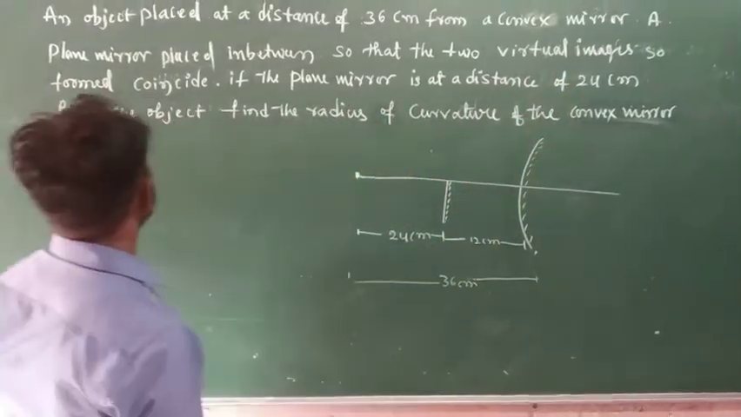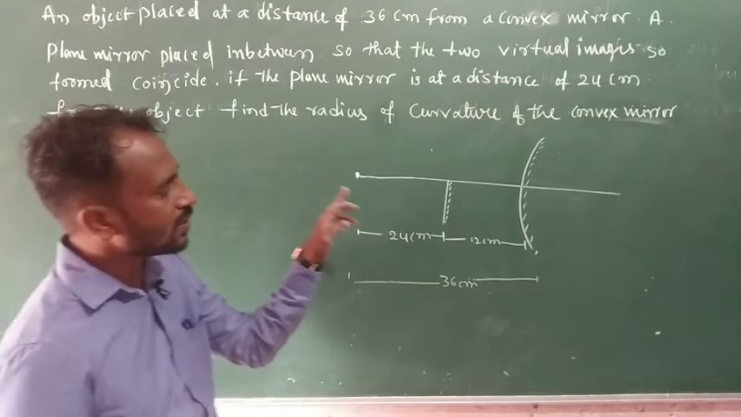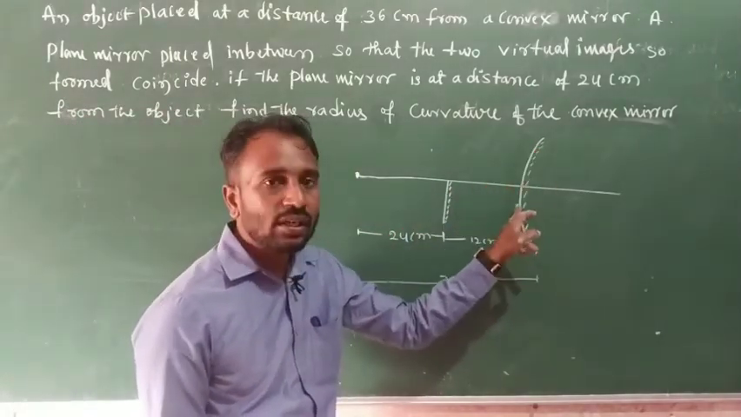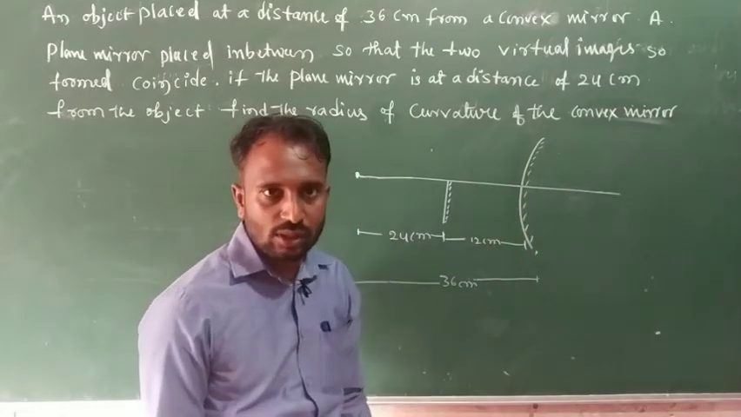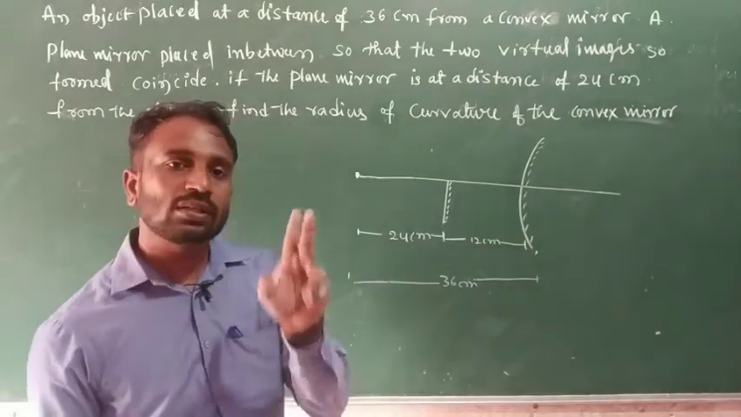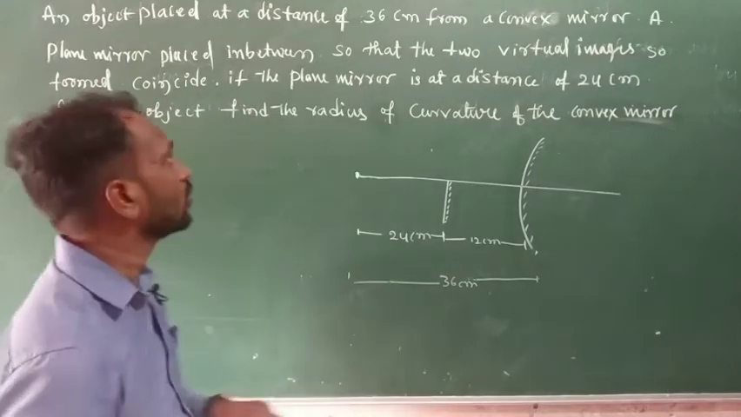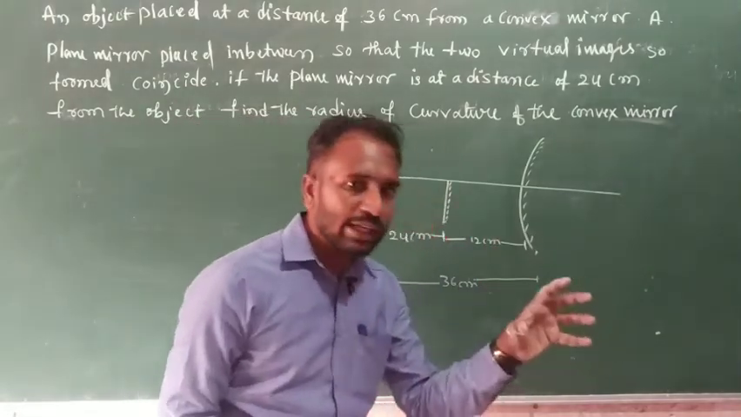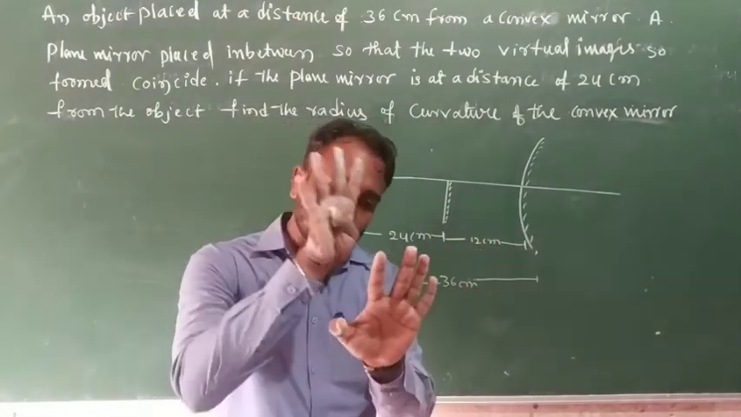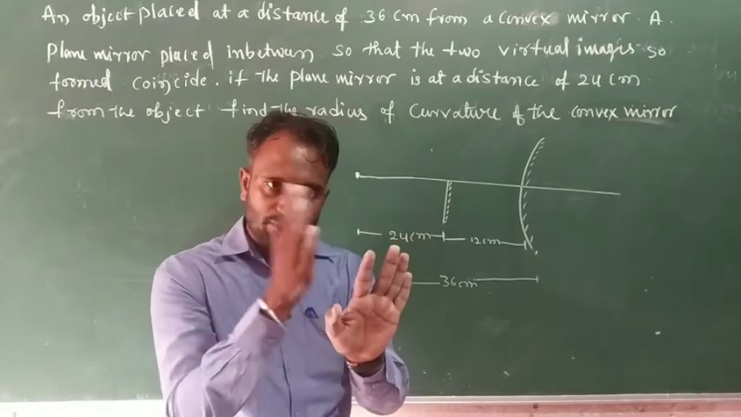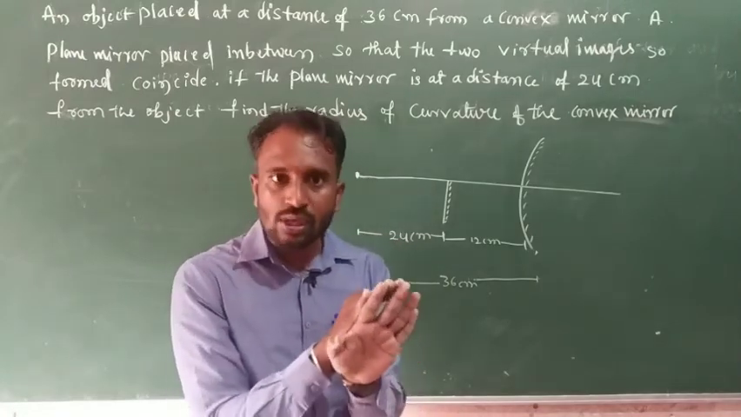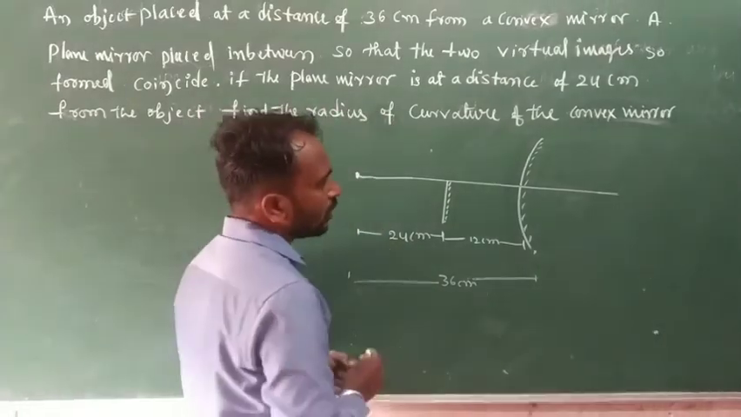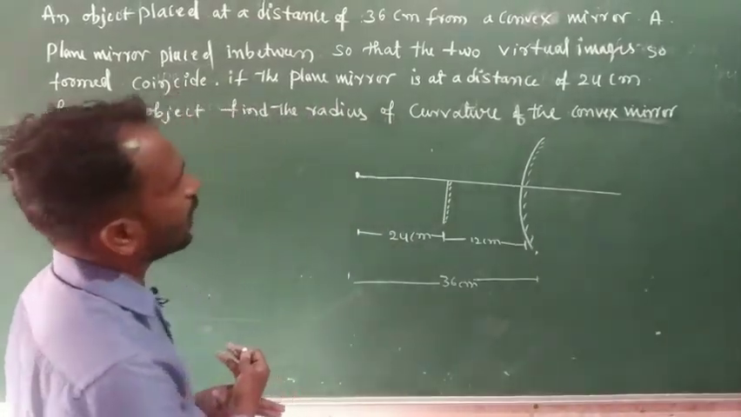This virtual image, it means one image is formed by the plane mirror, and another one is formed by the help of the convex mirror. In total we get two images, but these two images coincide. It means one image overlaps with the other image. For this reason we consider it as one single image. Okay, next one.